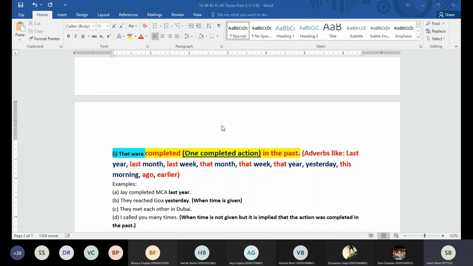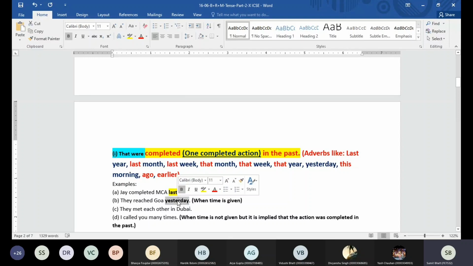Okay, because using these adverbs of time, possibly we may refer to one action which was done in the past time. Like we have, Jack completed MCA last year. So this is the word which is letting us know that we are not going to go for present perfect tense. We are going to go for simple past tense. Okay, Jack completed MCA last year.